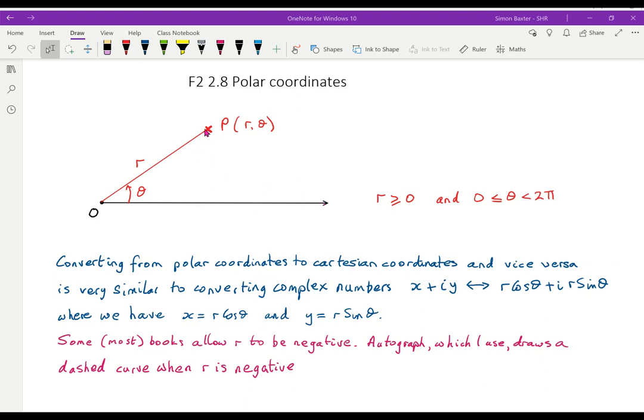Then if we take a point P, we can draw a line from O to P and measure the distance r, and we can measure the angle anti-clockwise from the initial line. That will give you unique coordinates r and theta, provided that we take r greater than or equal to 0 and 0 less than or equal to theta less than 2 pi.